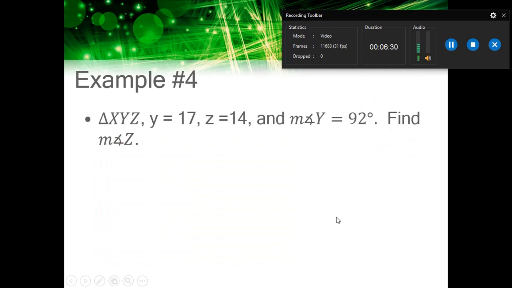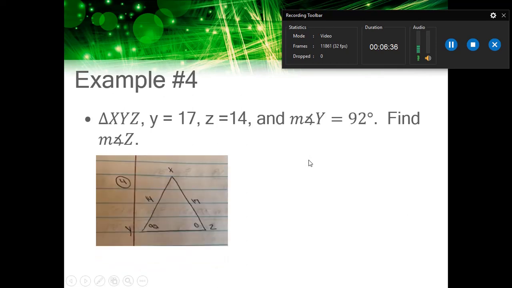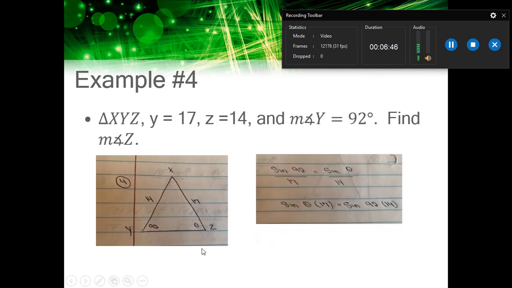In example 4, they did not provide a diagram for triangle XYZ. So I'm going to draw that first and label the things that they've provided me. They're looking for the measure of angle Z. So I'll set up my proportion. I'm starting with sine of 92 being compared to side 17, and then sine of theta compared to 14. So you can see I've already cross multiplied, and then I'll divide both sides by 17.